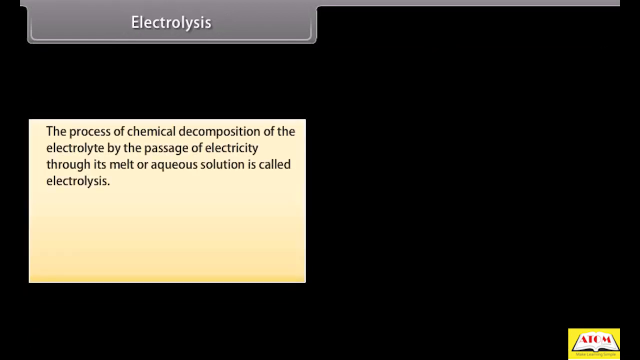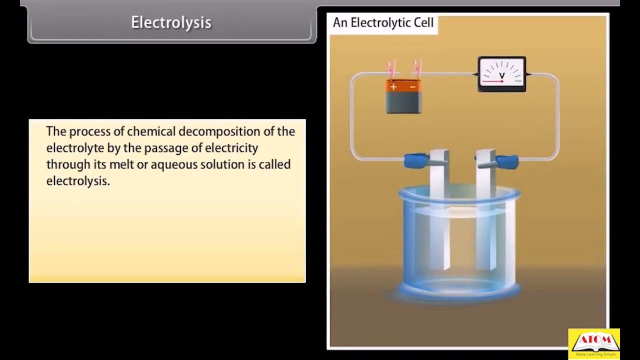Electrolysis. The process of chemical decomposition of the electrolyte by the passage of electricity through its melt or aqueous solution is called electrolysis.